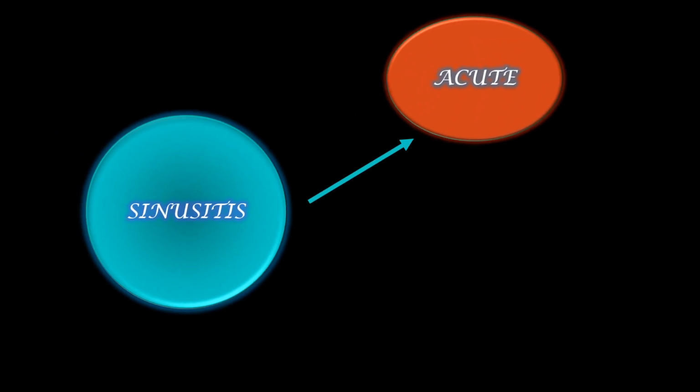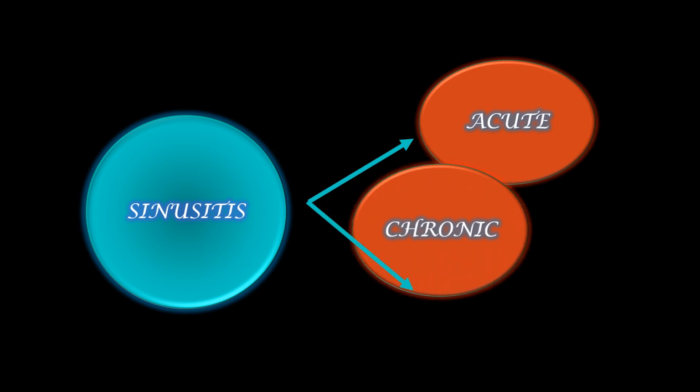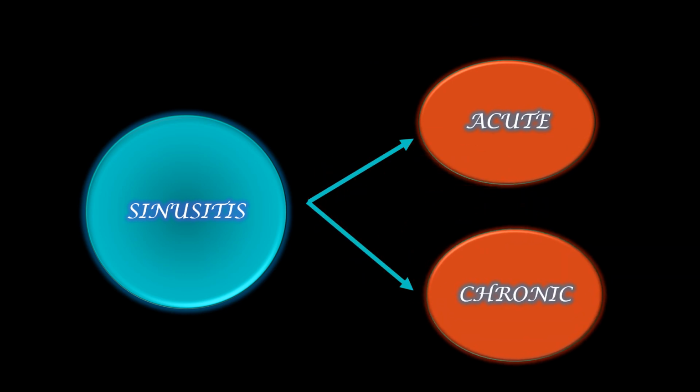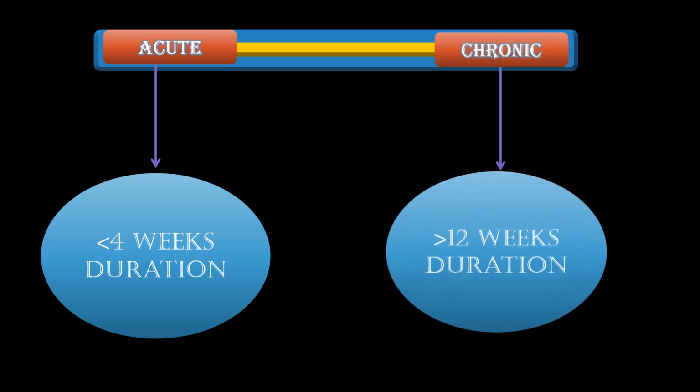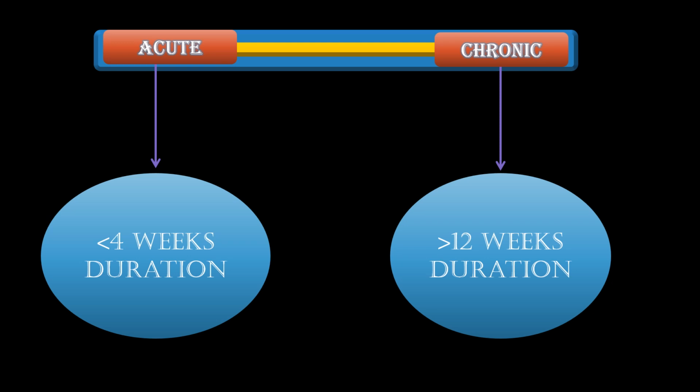Sinusitis is further divided into acute sinusitis and chronic sinusitis. Acute sinusitis is defined as sinusitis of less than 4 weeks duration, and it constitutes the vast majority of sinusitis cases. Chronic sinusitis is characterized by symptoms of sinus inflammation lasting for more than 12 weeks. We are mainly discussing here acute sinusitis.